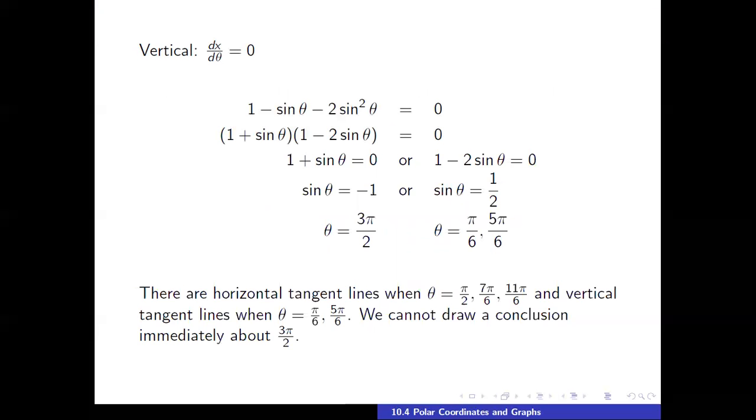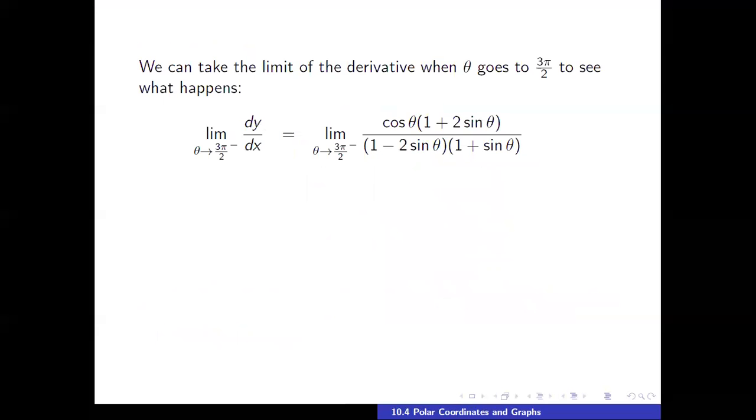Okay, so here we go. There are horizontal tangent lines when theta is equal to pi over 2, 7 pi over 6, and 11 pi over 6. And vertical tangent lines when theta is pi over 6 and 5 pi over 6. But 3 pi over 2 is kind of a mystery. Although when you look at the graph, it actually looks like the tangent line might be vertical, because it kind of pinches in like this. But let's give 3 pi over 2 a little bit more scrutiny here.